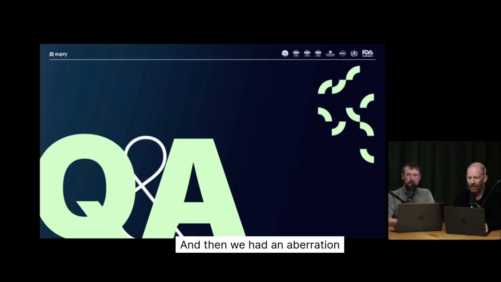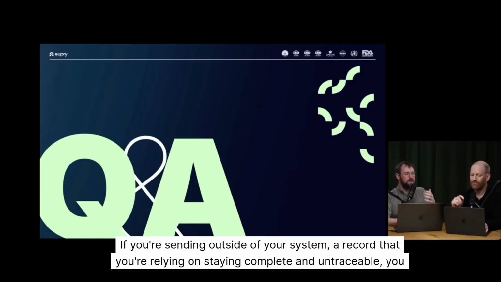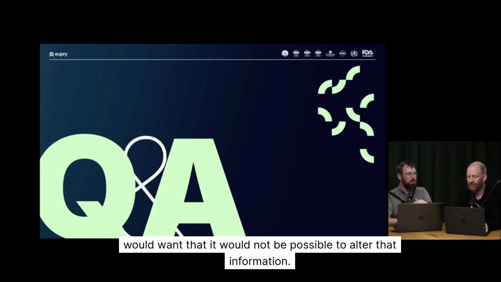And then we had an abbreviation. Just to clarify again, think about it this way: if you're sending outside of your system a record that you're relying on staying complete and traceable, you would want it to not be possible to alter that information.